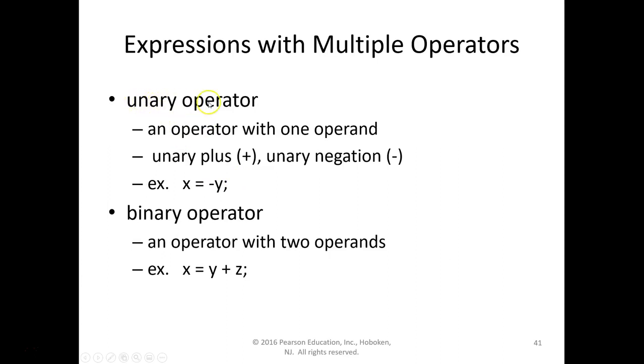Now the unary operator, okay, it's just an operator with one operand, okay, you get plus, minus, okay. So x equals minus y. And binary operator, an operator with two operands, okay. So you have x equals y plus z.